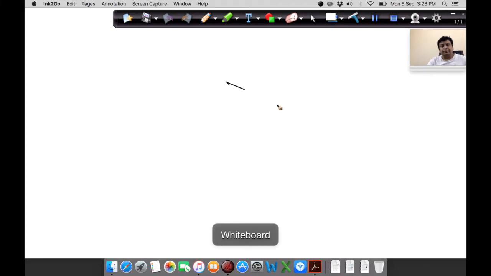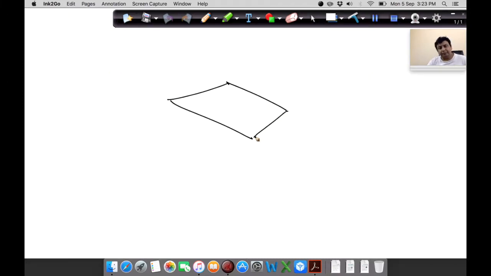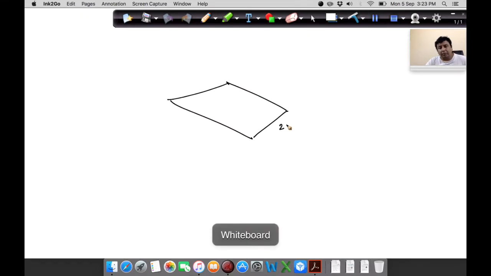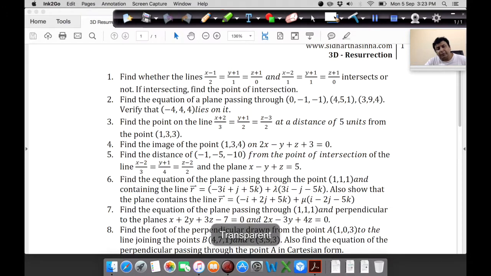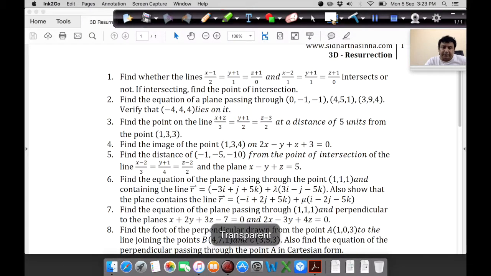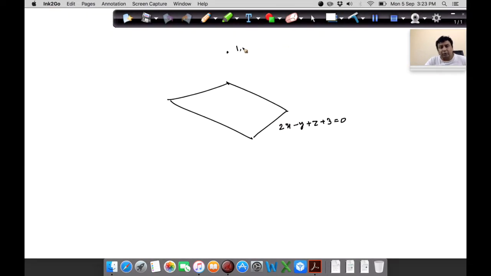So we have a plane here, and we need to find the image of the point 1, 3, 4. The equation of the plane is 2x minus y plus z plus 3 equals 0, and there is a point whose reflection is to be found out. The point is 1, 3, 4. Like this point is the foot of the perpendicular.